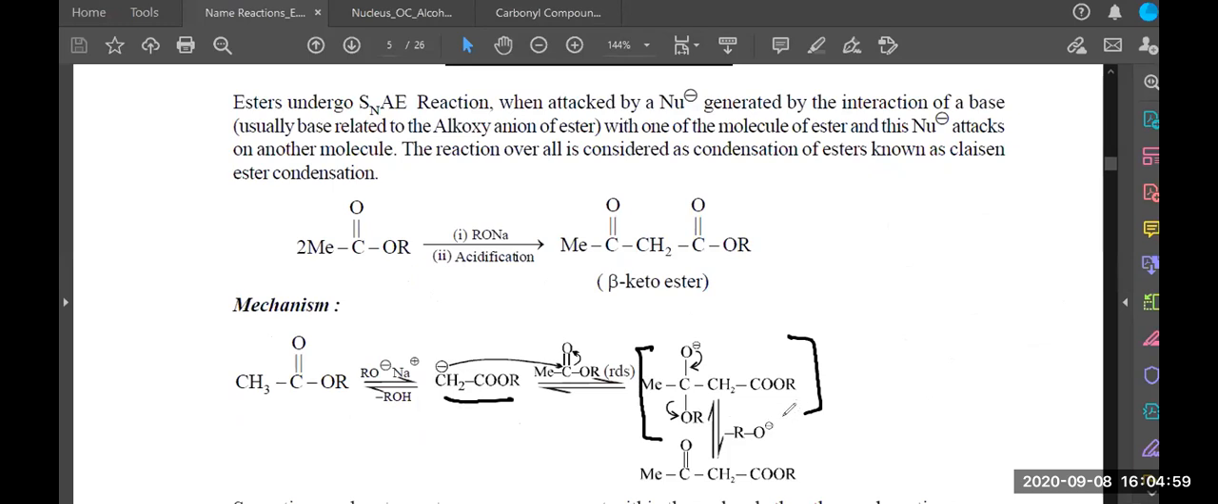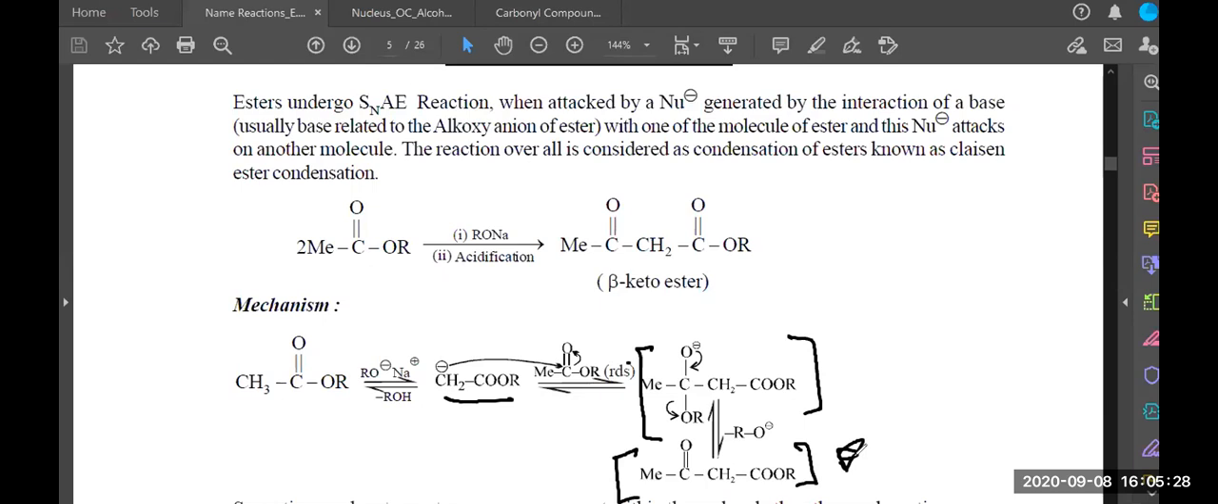And then tell me, this OR will be removed. Yes or no? Because this OR is your leaving group. In that case, OH was removed. Here, OR will be removed because it is your leaving group. Okay, so we'll have this. Everyone got this? Tell me, everyone got this mechanism? Does anyone have any doubt in this mechanism?